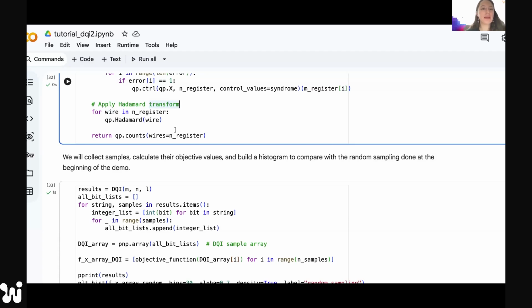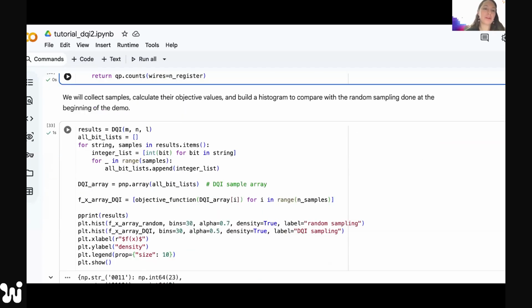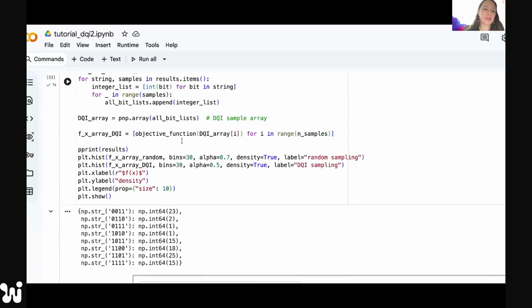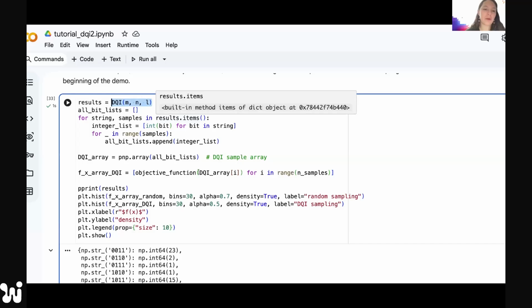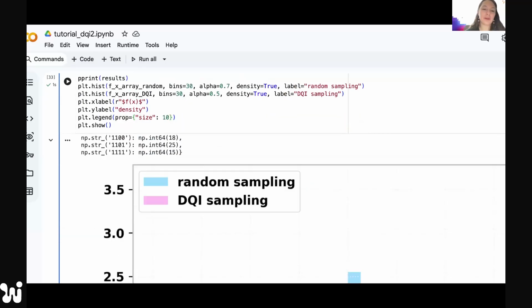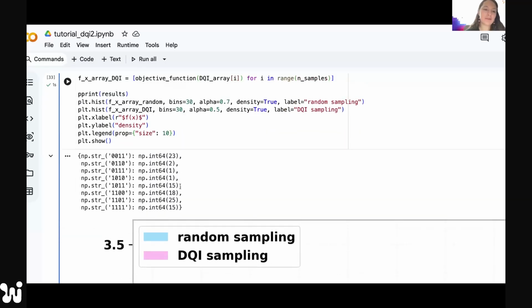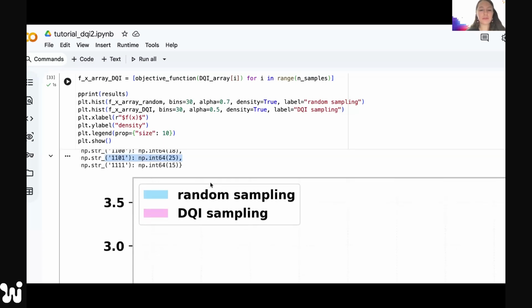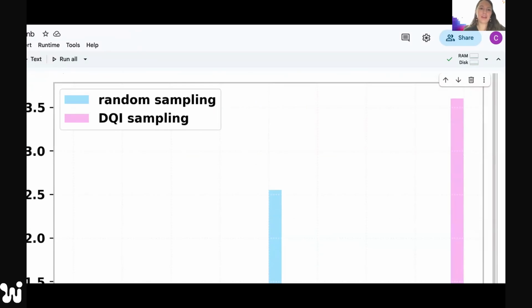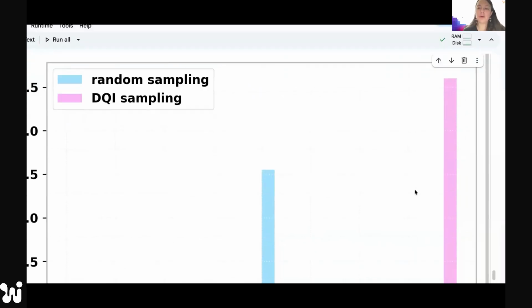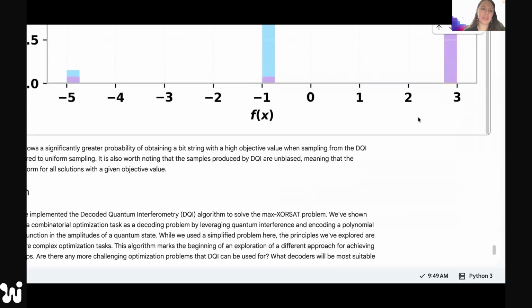And finally, I'm going to transform back. I'm going to apply the Hadamard transform. I'm going to count how many samples I got. So if I run this, all I'm doing here is running the function that I created right before, and I'm going to show you the probabilities. I get a very high probability of measuring 0011 and 1101. It's not perfect, it depends on the number of samples and the problem and everything, but basically it tells you that if you do DQI, then you actually get the answer that you really needed.